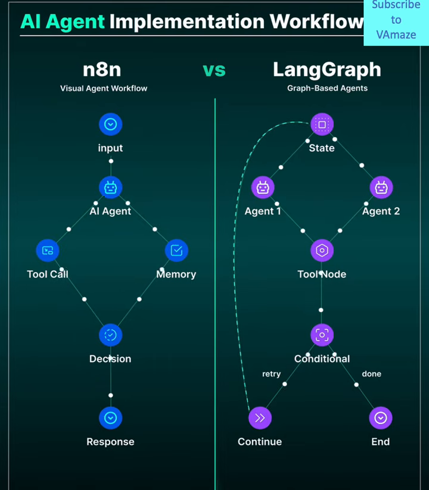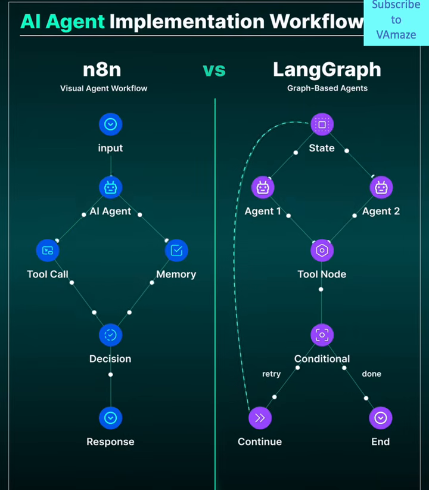On the right, the LangGraph approach uses a graph-based modular structure. Rather than one monolithic AI agent node, LangGraph begins by defining a global state node. This state object holds shared context, facts, variables, or flags that all downstream nodes can read and update. From state, you branch out to multiple agent nodes, here labeled Agent 1 and Agent 2.